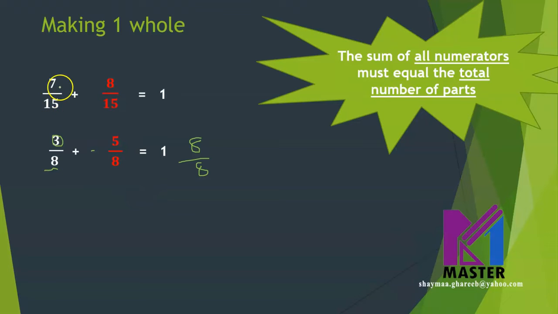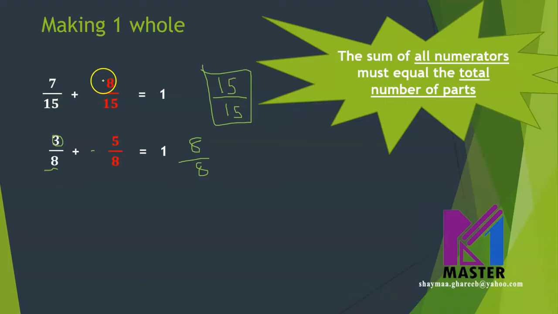What do you think? 7/15 plus 8/15 equals 1. Is this correct? Let's check. 7 parts out of 15 parts and 8 parts out of 15 parts. So the total number of parts here, 7 plus 8 equals, yes, 15. Which means in total I have 15 15ths, which is, do you remember? 1 whole.